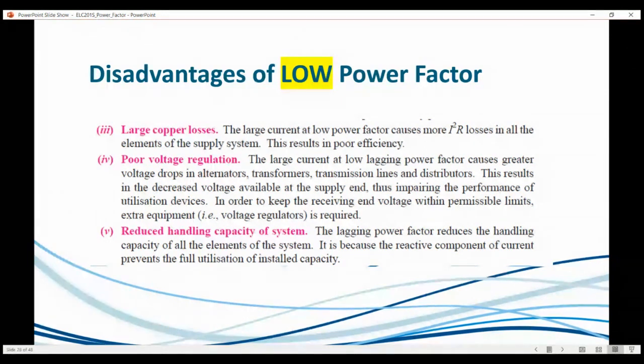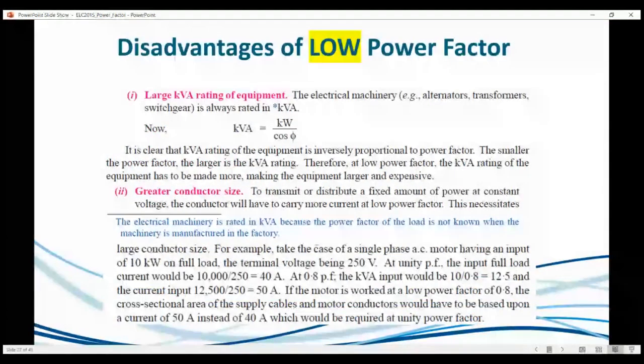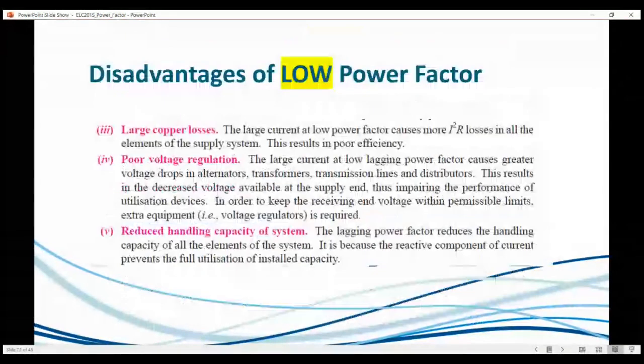The last reason is the handling capacity of the equipment. If your motor is rated at a particular wattage, its usable capacity will reduce. It's back to the analogy of the reactive power: it will be a waste essentially, and it reduces the capacity of whatever equipment you're running. So just as a point, we don't want a poor power factor.